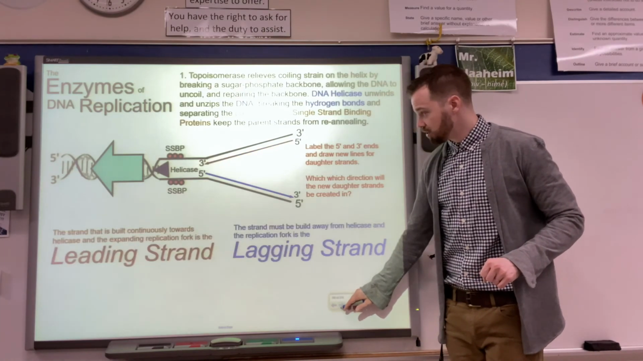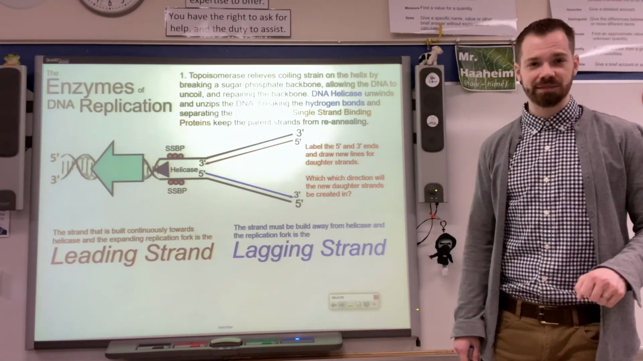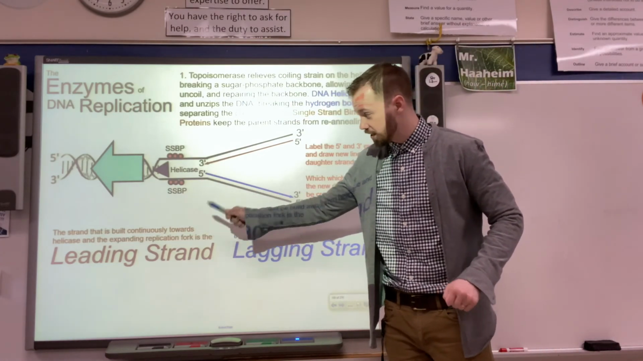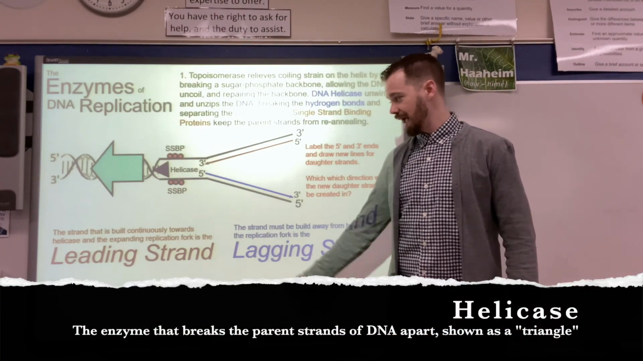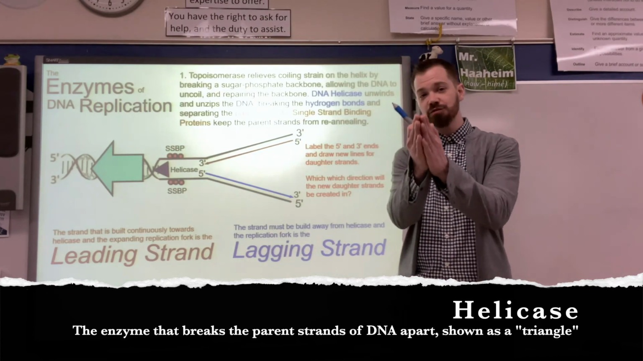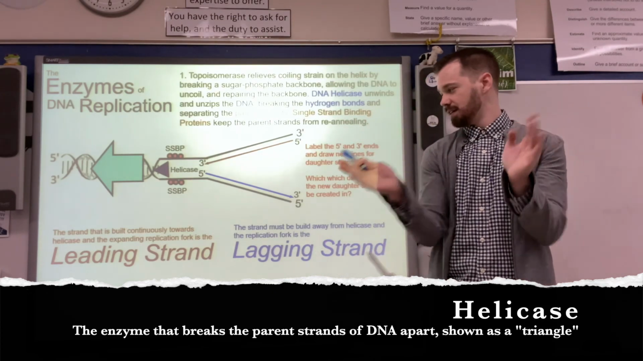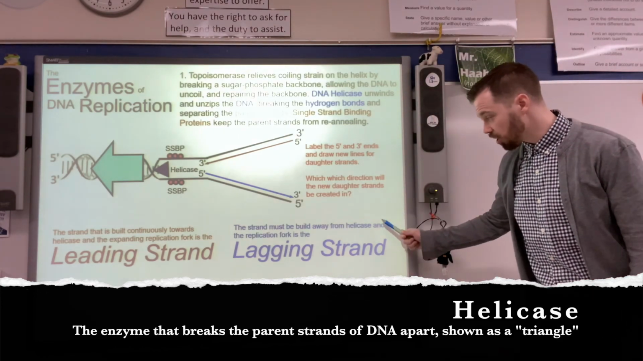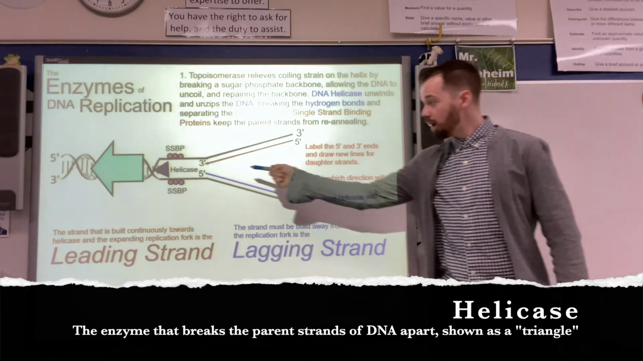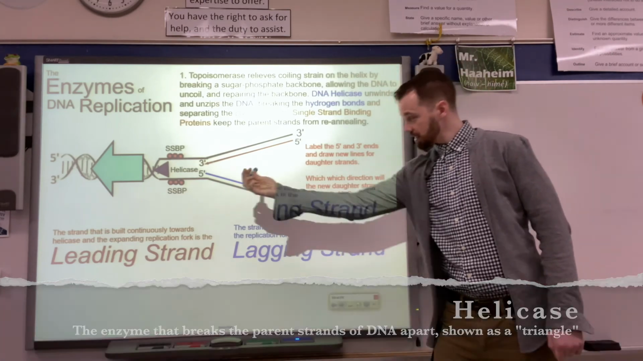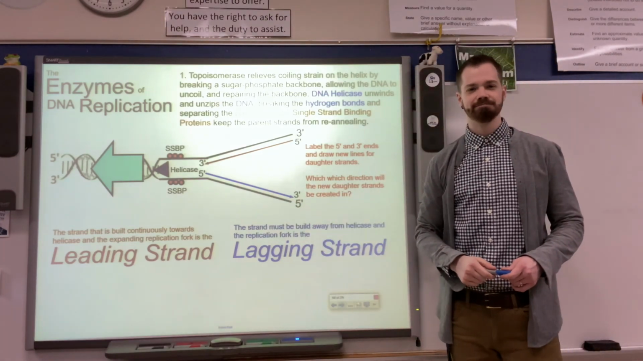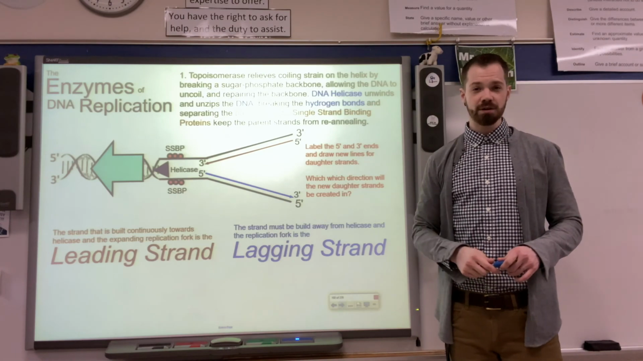Which brings me to this final idea in Subtask 1. The strand that is built continuously towards helicase and the expanding replication fork of DNA is the leading strand. The strand that must be built away from helicase, away from this fork, going the opposite direction, that is called the lagging strand. And that's going to do it for subtask 1.